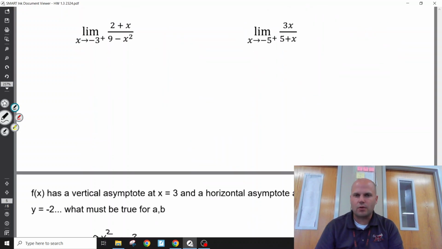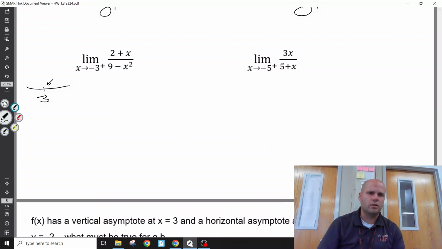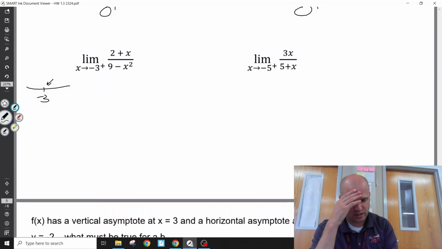Just gotta practice, you know. These are fun, tricky puzzles. If you treat them as such, you're good. If you don't struggle and you just guess, then it's gonna stink. -3 to the right is -2.999.